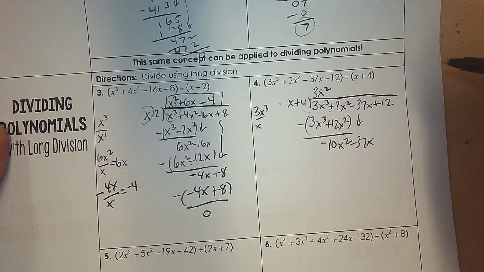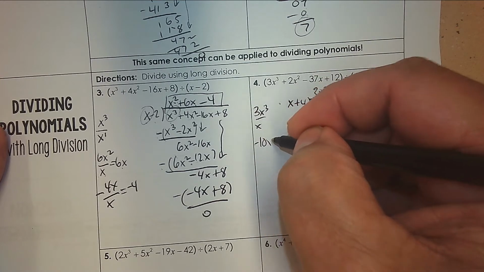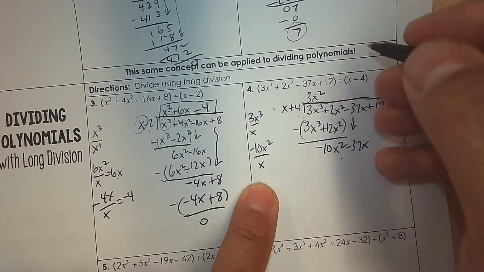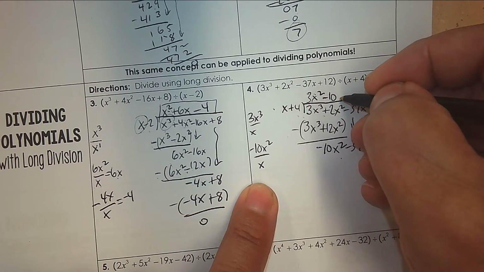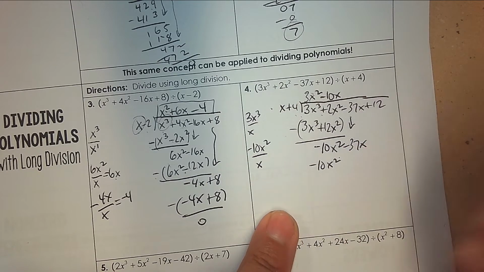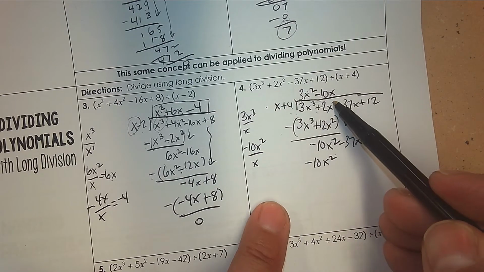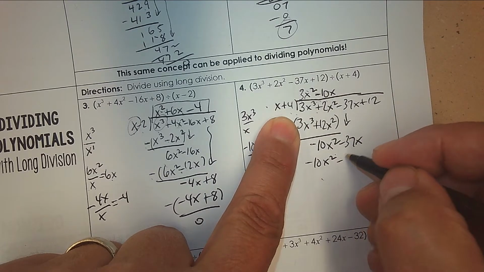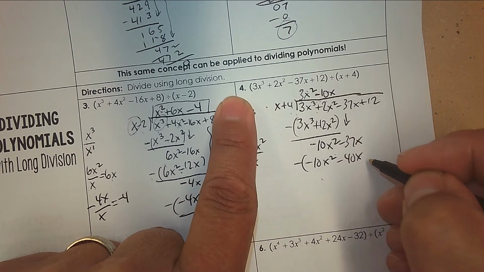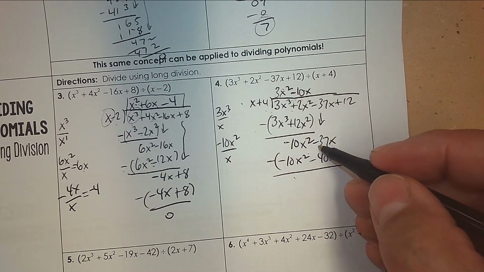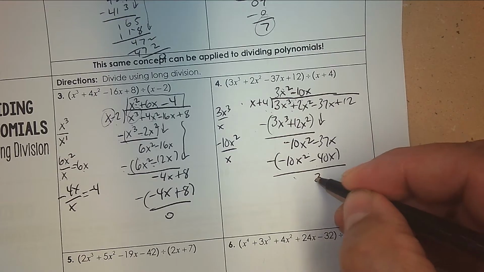Next, you're going to take negative 10x squared and divide it by x again. When I divide it, I'm left with negative 10x. Distribute, and you get negative 10x squared. So that means negative 10x times x and negative 10 times 4. Again, be careful about subtracting negatives. So the negative 10s will eliminate, but negative 37 plus 40 gives me positive 3x.